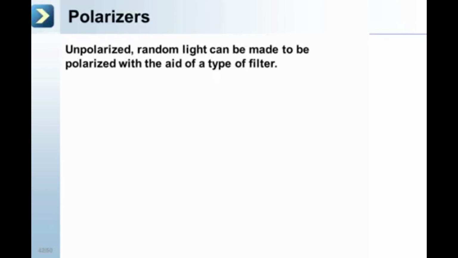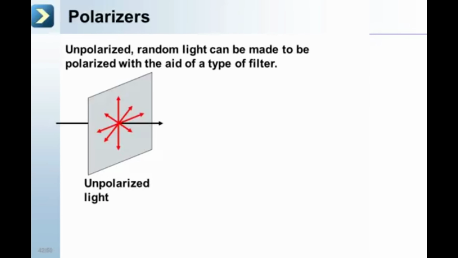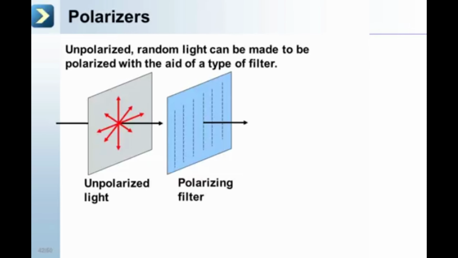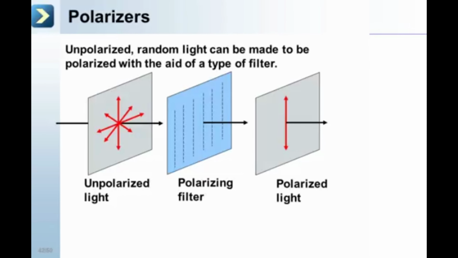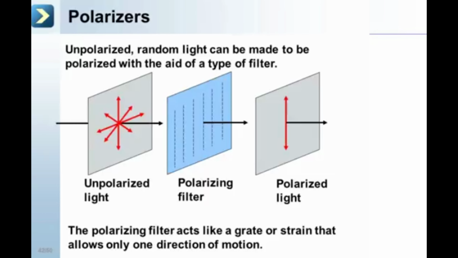Polarizers. Unpolarized or random light can be made to be polarized with the aid of a type of filter. Take our unpolarized random light here, pass it through a polarizing filter, and the result out the other side is polarized light. This polarizing filter acts like a grate or strainer that allows only one direction of motion.